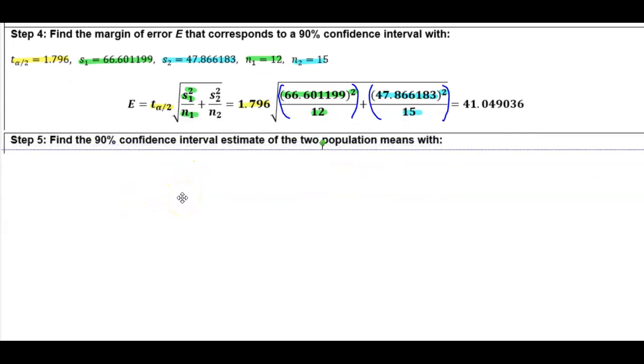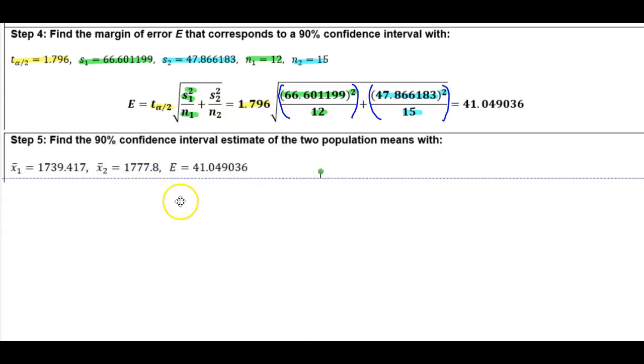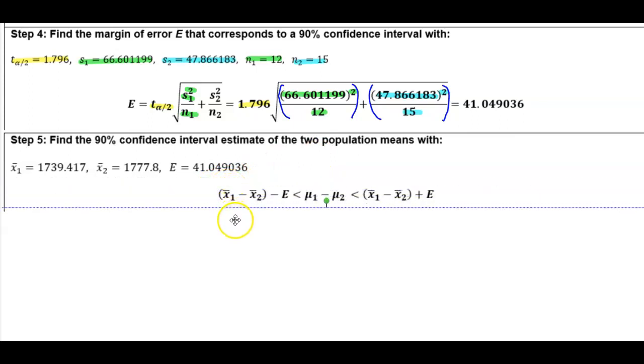Okay, now in step 5, we want to find the 90% confidence interval estimate of the two population means with the following. We know that the sample mean for sample 1 is 1739.417. We know sample mean 2 is equal to 1777.8. And we found the margin of error to be 41.049036. And then we're going to plug it in the following.